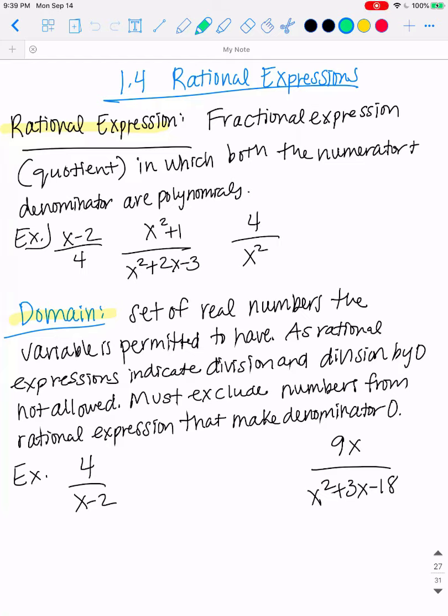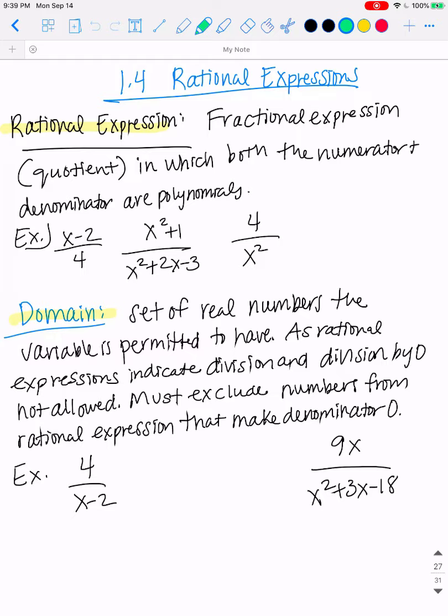Okay, hi everyone. So now we're going to learn section 1.4, which is rational expressions. A rational expression is a fractional expression or quotient in which both the numerator and denominator are polynomials. So here we can see x minus 2 is a polynomial, and technically 4 is a polynomial with an x to the 0 power. x squared plus 1, and then the quadratic on the bottom is also a polynomial. And then 4 over x squared, those are all rational expressions.